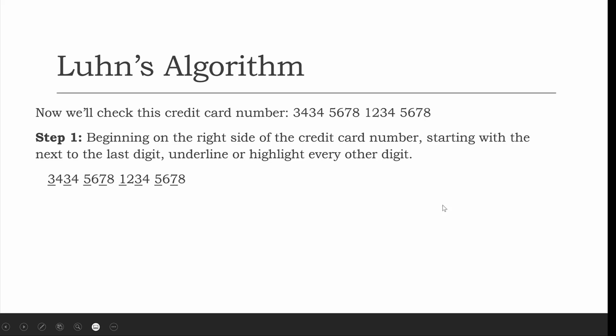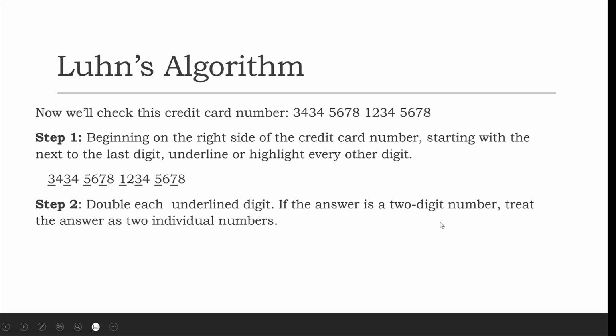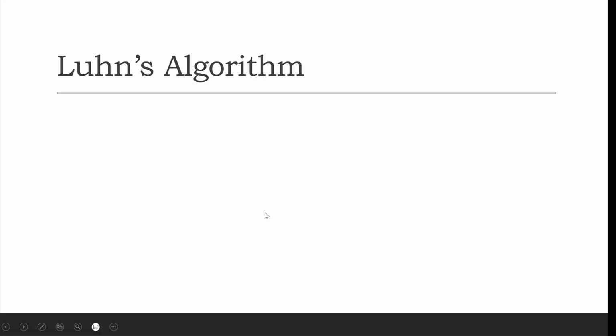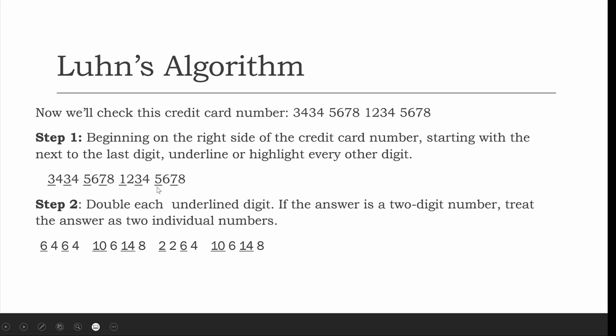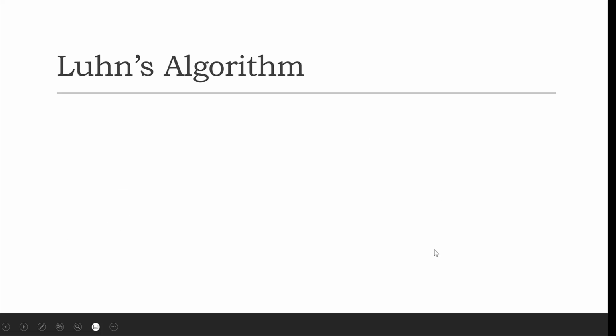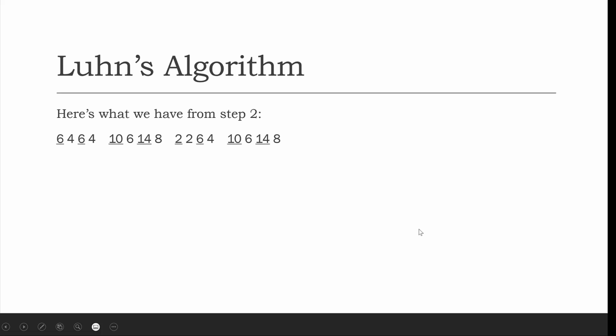We're going to start on the right-hand side, and we're going to underline or highlight the second digit from the right all the way over to the left. And then the next step, we're going to double each underlined digit. So again, now we actually have several doubled numbers here. 7 goes to 14, 5 goes to 10, 3 goes to 6. And then we're going to go on to the next step, which we talked about before.